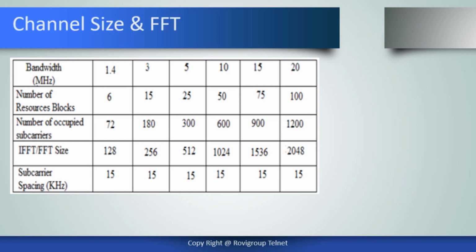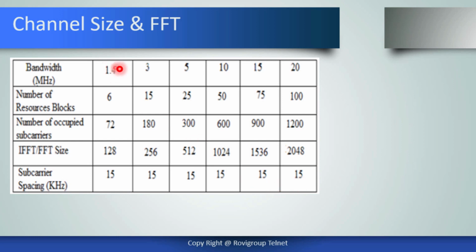Here in this slide you can see bandwidth, number of resource blocks, number of occupied subcarriers, IFFT or FFT size, and subcarrier spacing. In LTE, if you can see here, all the information is 15. What does it mean? That the subcarrier spacing is 15 kilohertz. So in LTE, you have a subcarrier of 15 kilohertz.